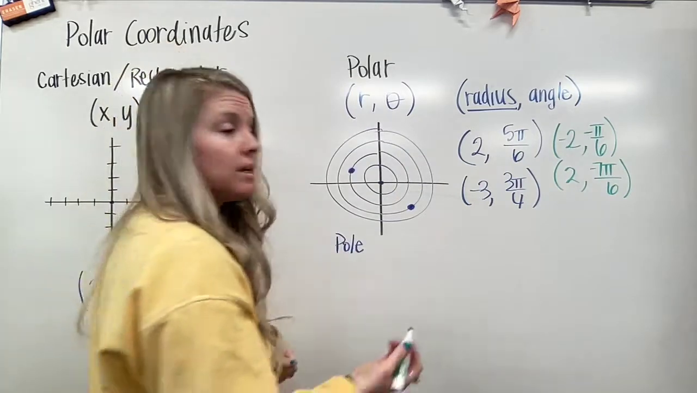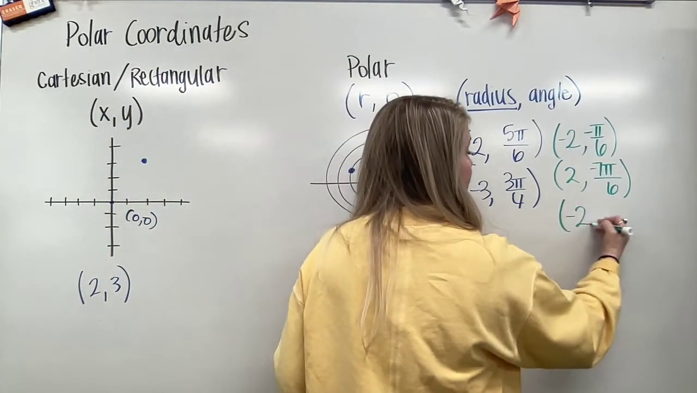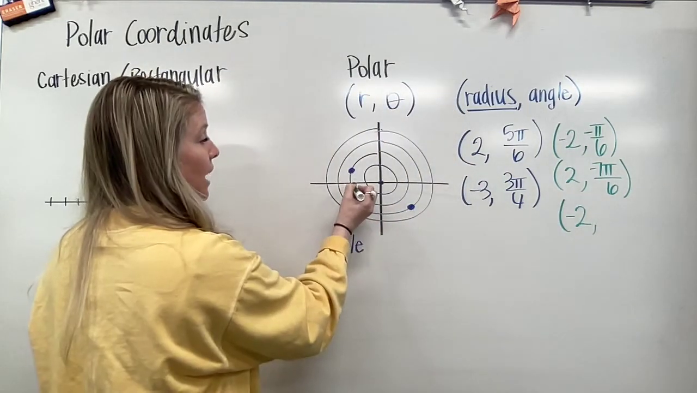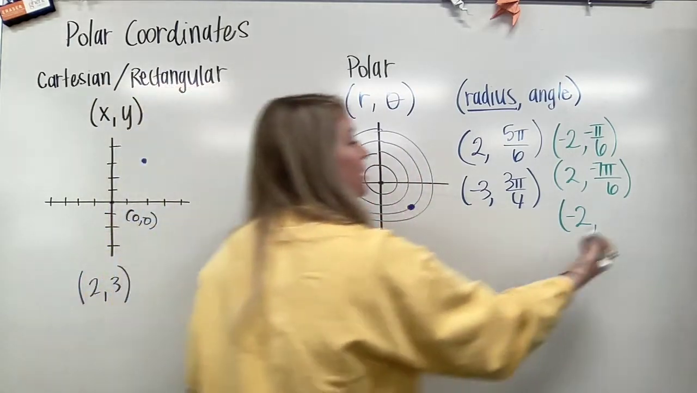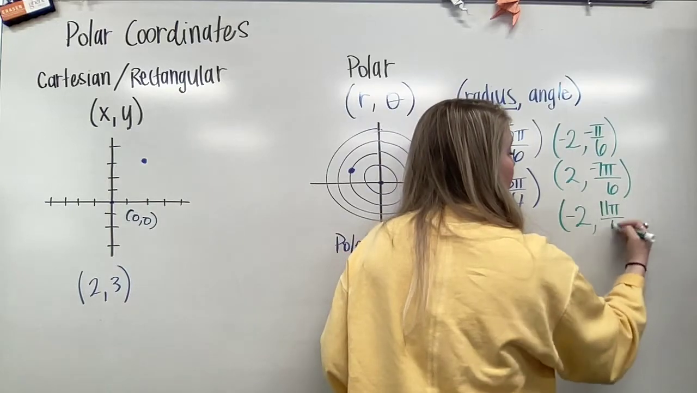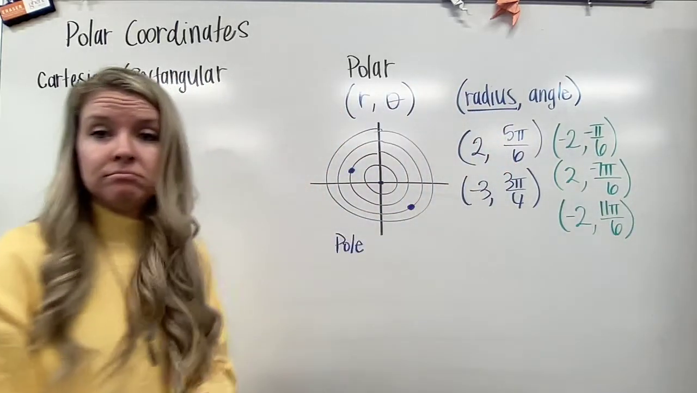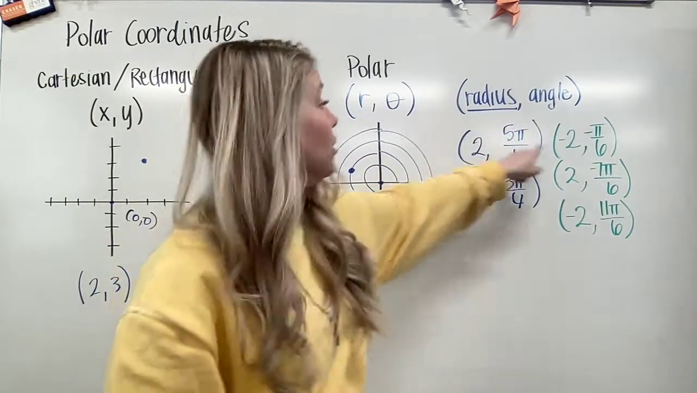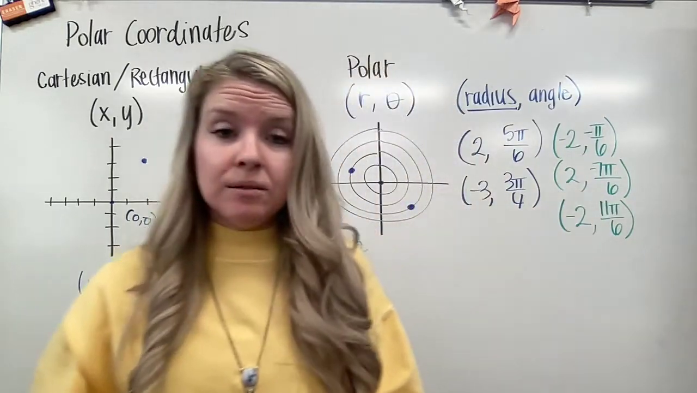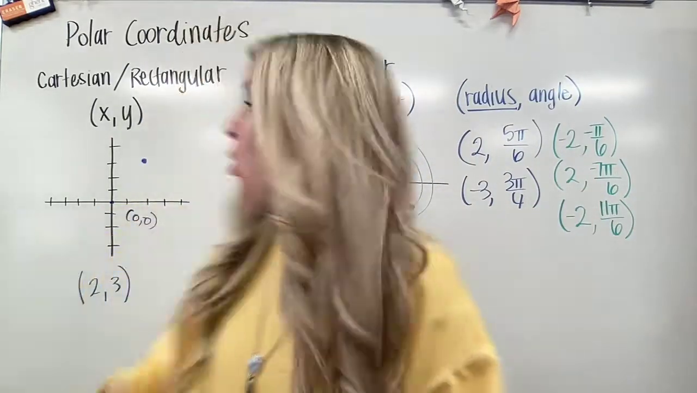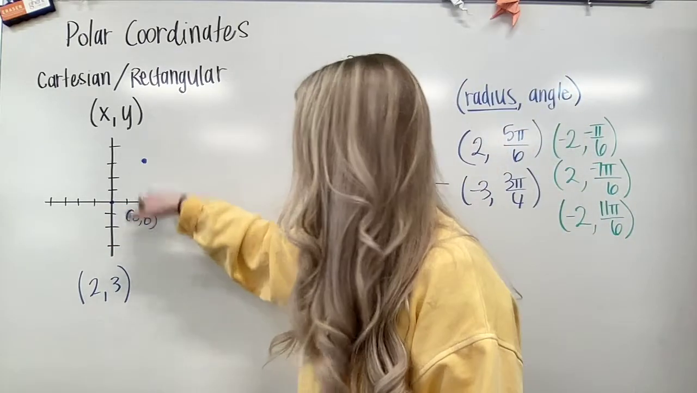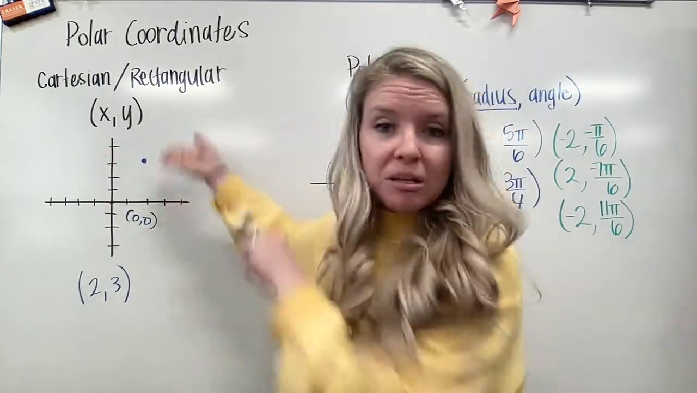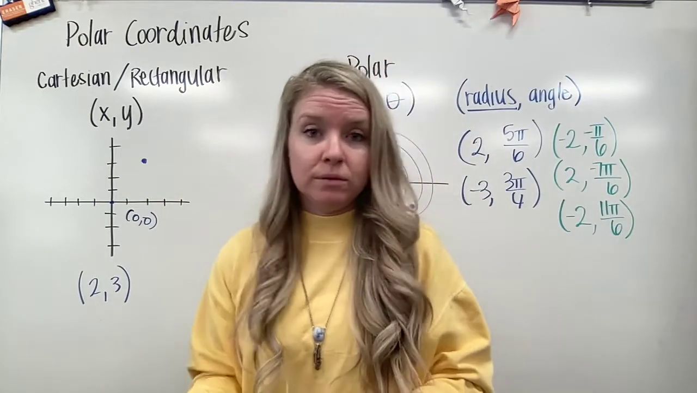There's one more. Let's say we have negative 2. So I'm starting here. I can't rotate backwards now. I have to rotate all the way around. That's going to be 11π/6. All 4 of those are the exact same point, but the coordinates are different. We can't really do that in rectangular form because the point (2, 3) will always be the point (2, 3). There's no other way to move.